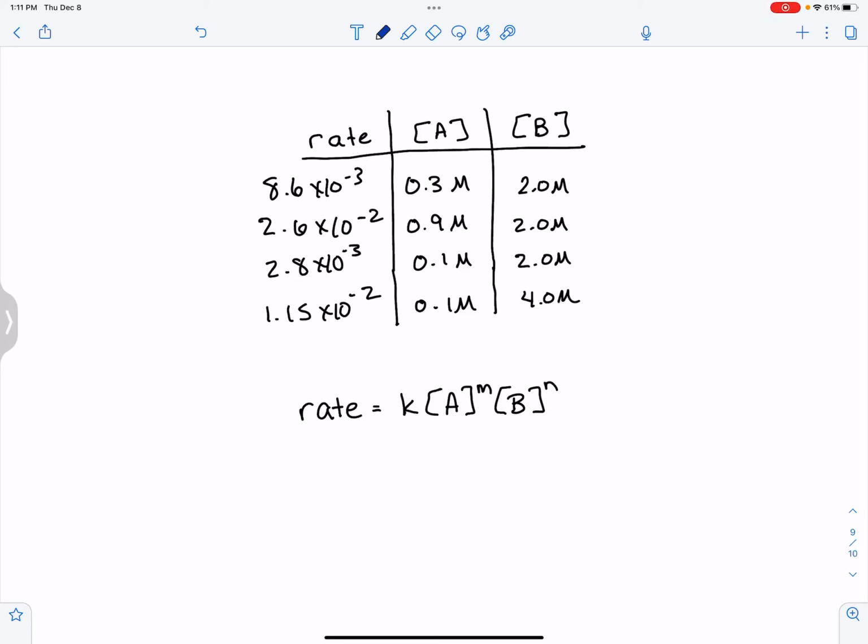Now, sometimes you'll have tables that have 3 columns, and that's because instead of it being just one reactant to a certain exponent, you might have 2. You could even have 3. You can figure out the rate laws for these, but you have to pick the correct experiments.